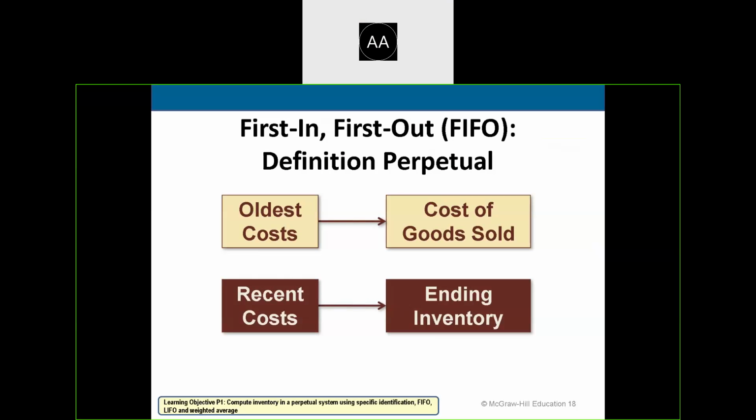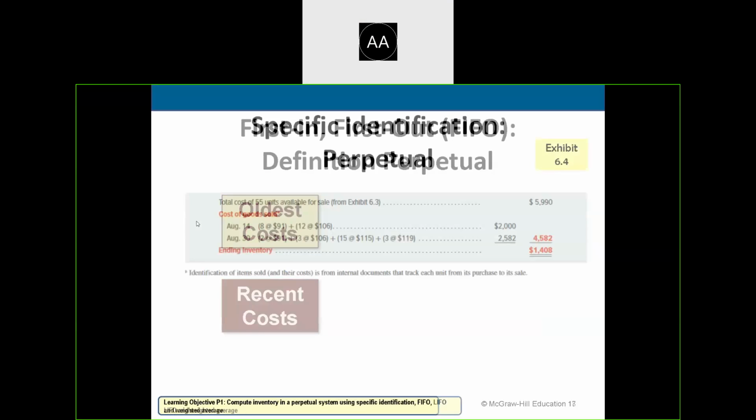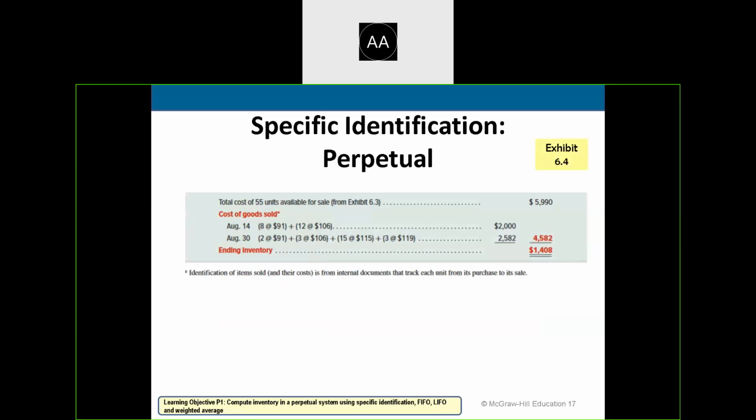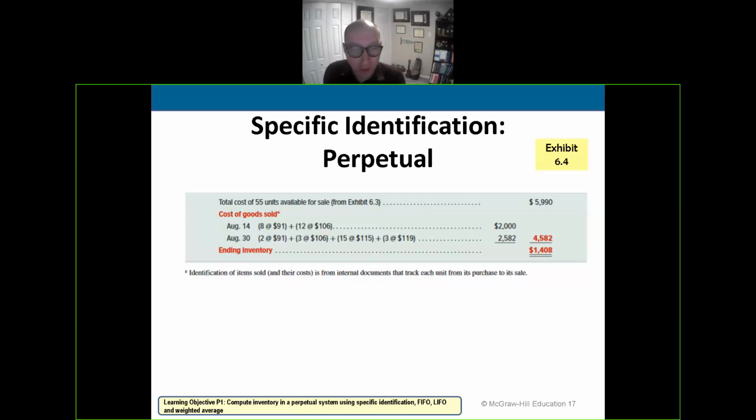Hold on, Professor, because I just wanted to confirm, I would think that this would represent the number of purchases that he made, but it seems like this is more than the number of purchases he made. No, you're right. So this represents the cost of goods sold, which accounts for the purchases he made, because we can see August 14th, 8 at $91, 12 at 106.